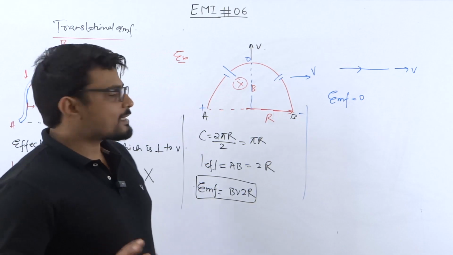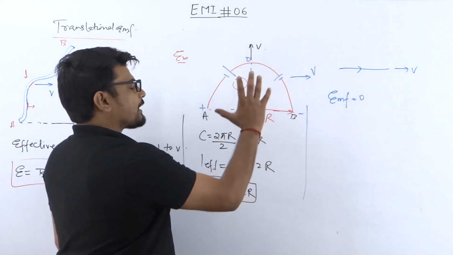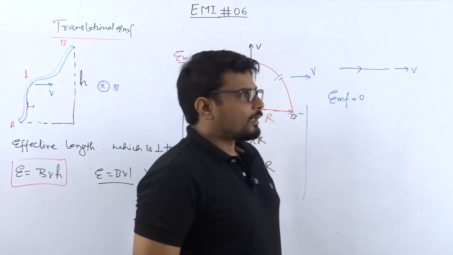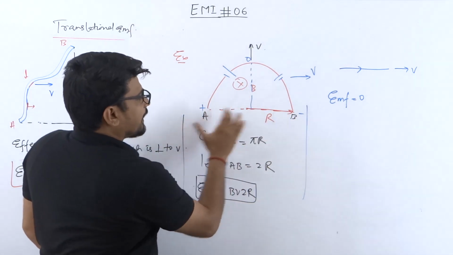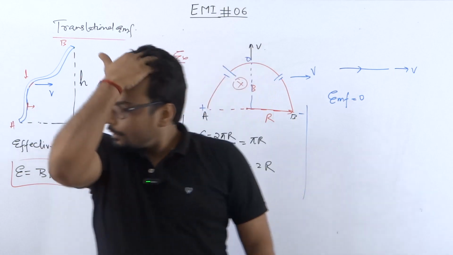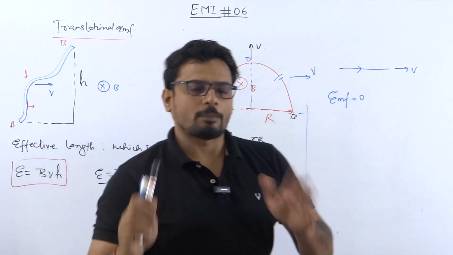So see what is the difference? See the difference when the same ring in the same magnetic field is moved up, horizontally up and rightward, perpendicular to the AB and along the AB, it makes a lot of change. It makes a lot of difference, bachcho. You guys have to be careful. L effective has to be understood properly.